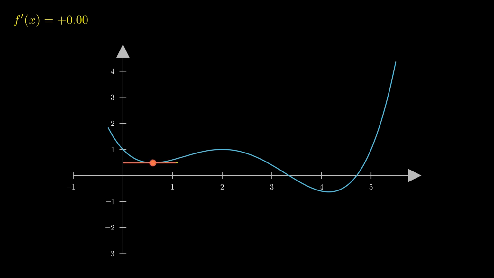We slide the tangent line along the curve. Positive slope, the function climbs. The slope decreases, the climb slows. It stops. The slope is exactly 0. The tangent is horizontal. This is a peak. Then it becomes negative. The function descends. 0 again, a valley, and another one. The slope is 0 again.